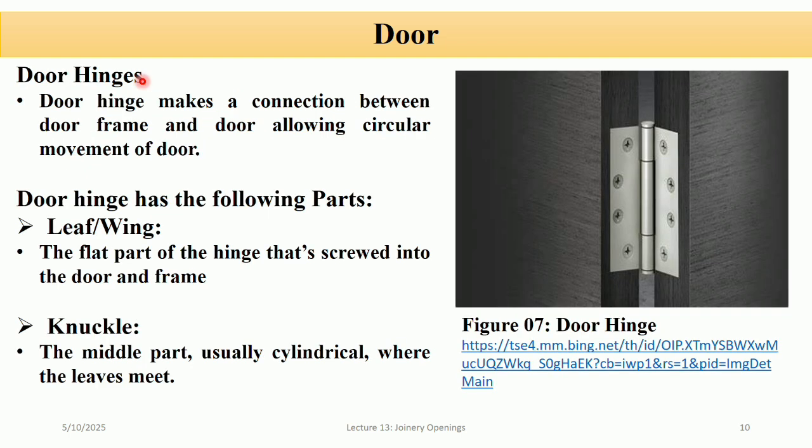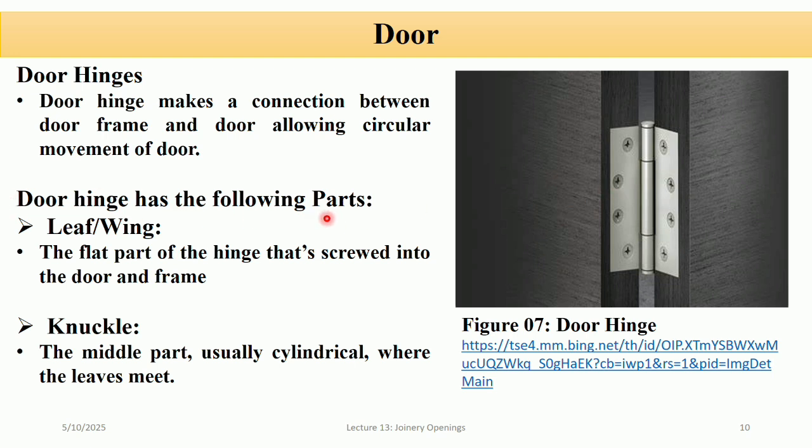Door hinge. A door hinge is a mechanical device that connects a door to its frame and allows the door to swing open or close in a circular motion around a fixed axis. Now let's discuss parts of a door hinge.